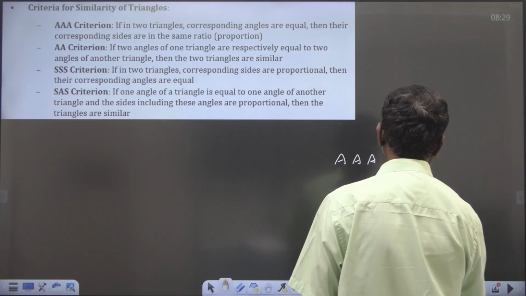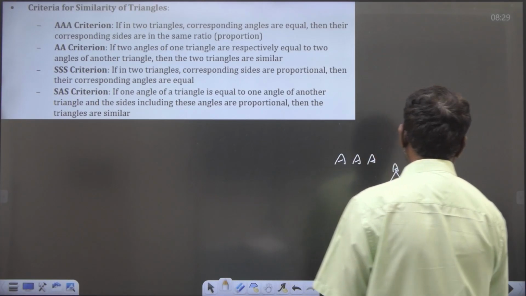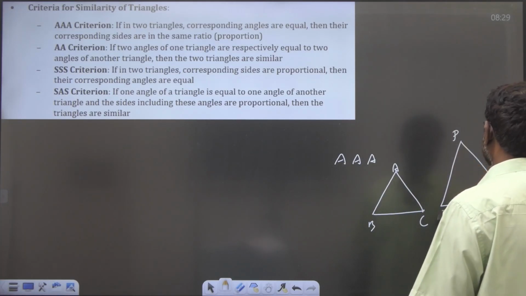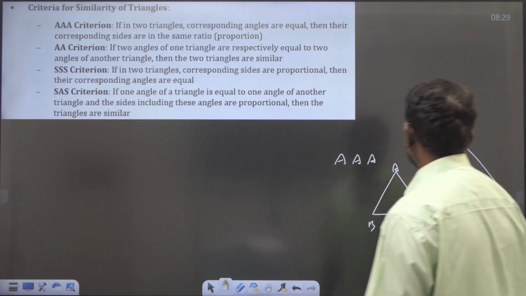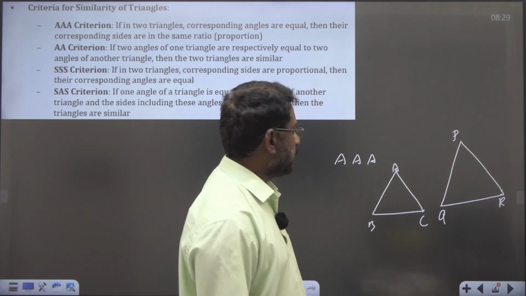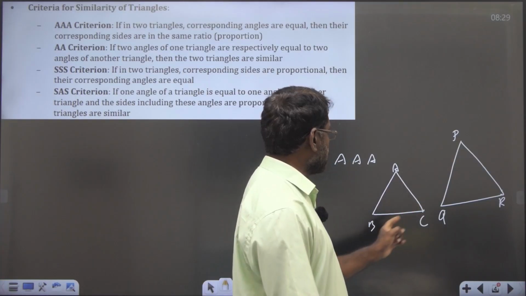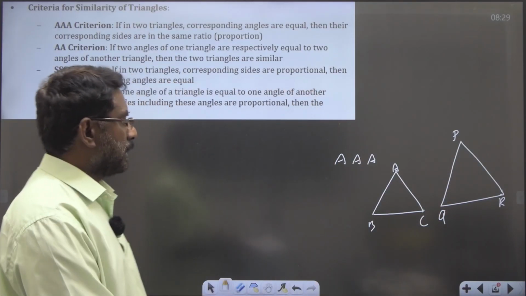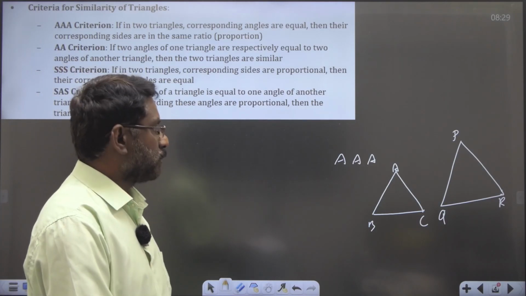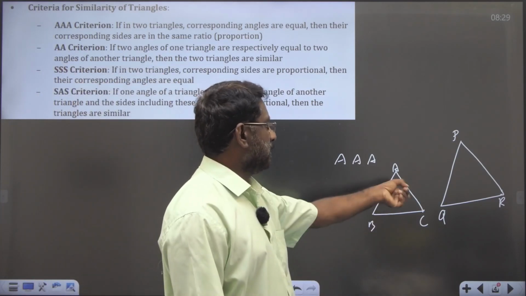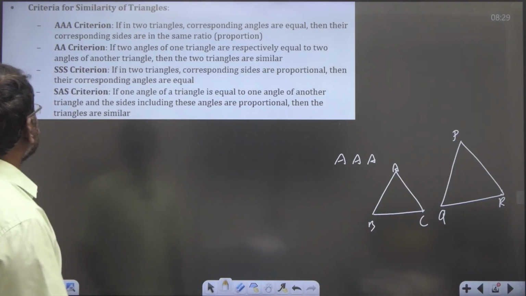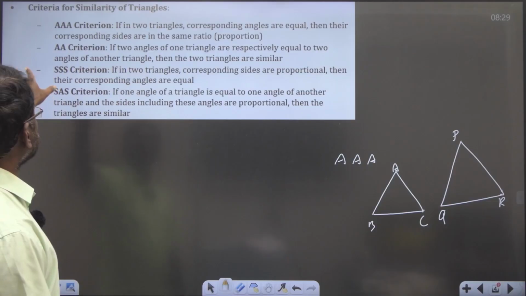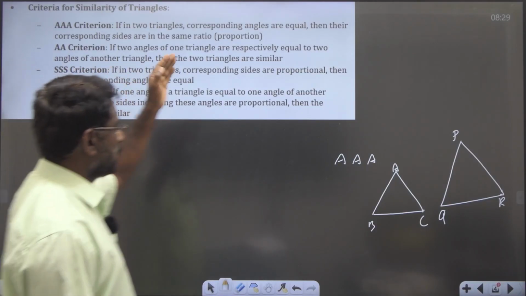Suppose this is a triangle ABC, and this is another triangle PQR. AAA criterion means here A is equal to P, B equal to Q, C equal to R. That means the three angles are equal. Then we can say that these two triangles are similar. That is the AAA criterion. In two triangles, if corresponding angles are equal, then their corresponding sides are in the same ratio.